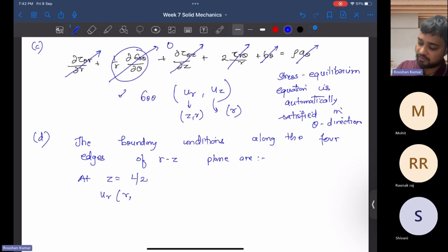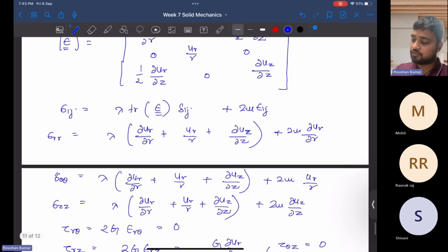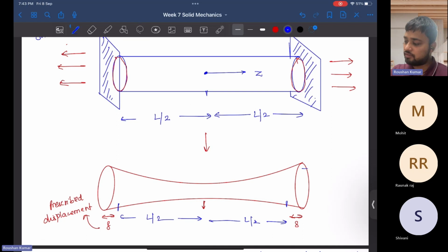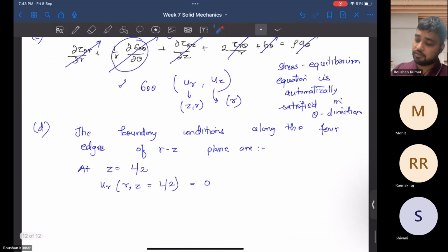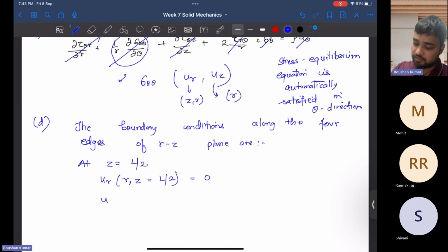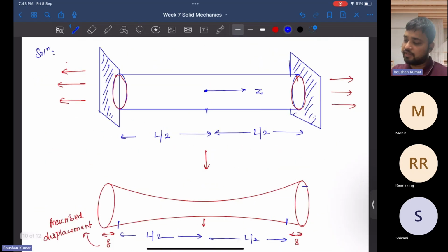u r at r comma z equal to L by 2 is 0. So at z equal to L by 2, at any radius, displacement along the radial direction is 0, because it is fixed, glued by a rigid plate, so there is no radial movement. The next boundary condition is u z at any r at z equal to L by 2 is a prescribed displacement, which is delta. Because it is fixed only in the radial direction, it can move along the z direction.